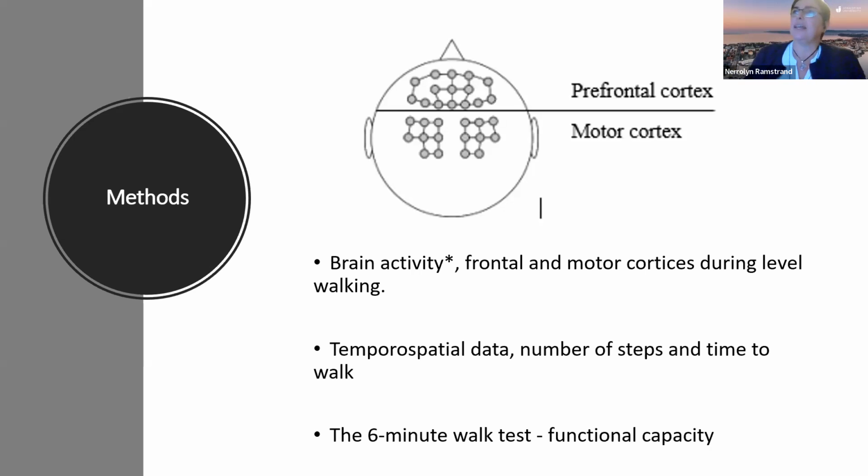So we fit electrodes or probes to these individuals, and we measured brain activity in the frontal and motor cortex, but we're mostly interested in the dorsolateral prefrontal cortex. We measured temporospatial data. It would have been nice to measure them in the gait lab as well, but it was a bit impractical. We had to travel all over the place to get so many patients.